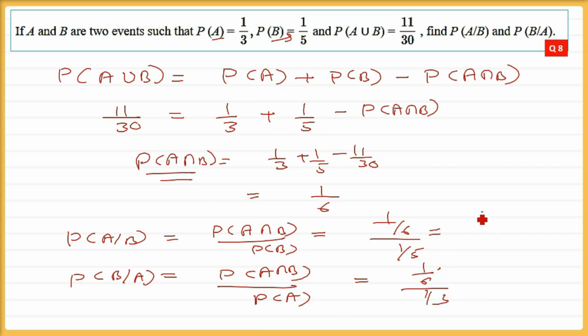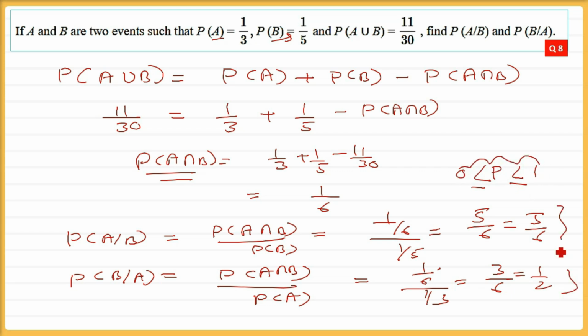Now let's solve it. The denominator of the denominator will go as the numerator. So 5 by 6. Again, 3 by 6, this will be 1 by 2. So 5 by 6 and 1 by 2 are the results of these questions. Now you need to check that these probabilities lie between 0 and 1, inclusive of 0 and 1. So this is your final result.